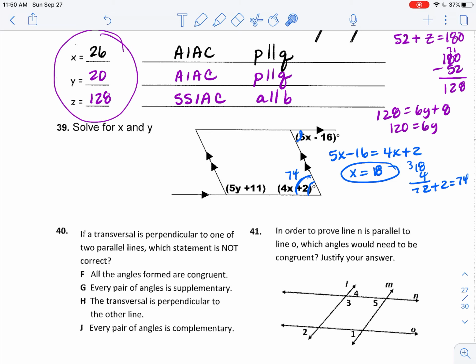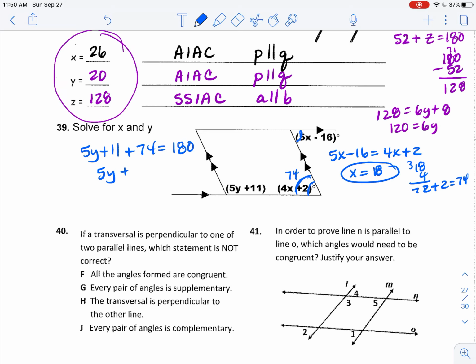And the reason I did that is because now I'm looking at this line being parallel to this line with this as my transversal. So that means these are on the same side of the transversal, and same side are supplementary. So 5y plus 11 plus 74 is equal to 180.